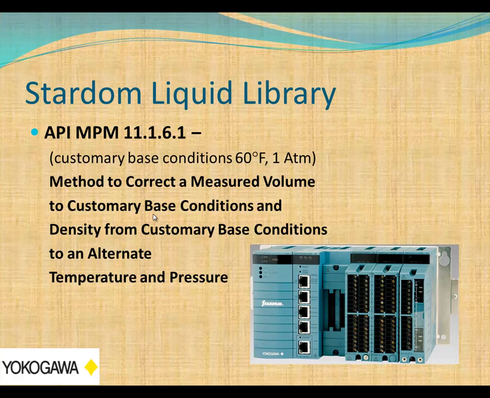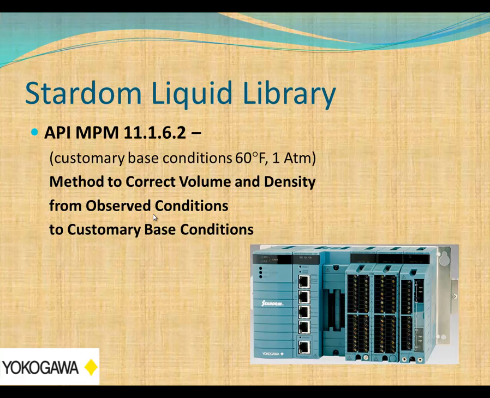In the last session, we reviewed 11.1.6.1. And in this session, we're going to review 11.1.6.2, which covers the method to correct volume and density from observed conditions to customary base conditions. And you may recall that the customary base conditions are at 60 degrees Fahrenheit at 1 atmosphere.